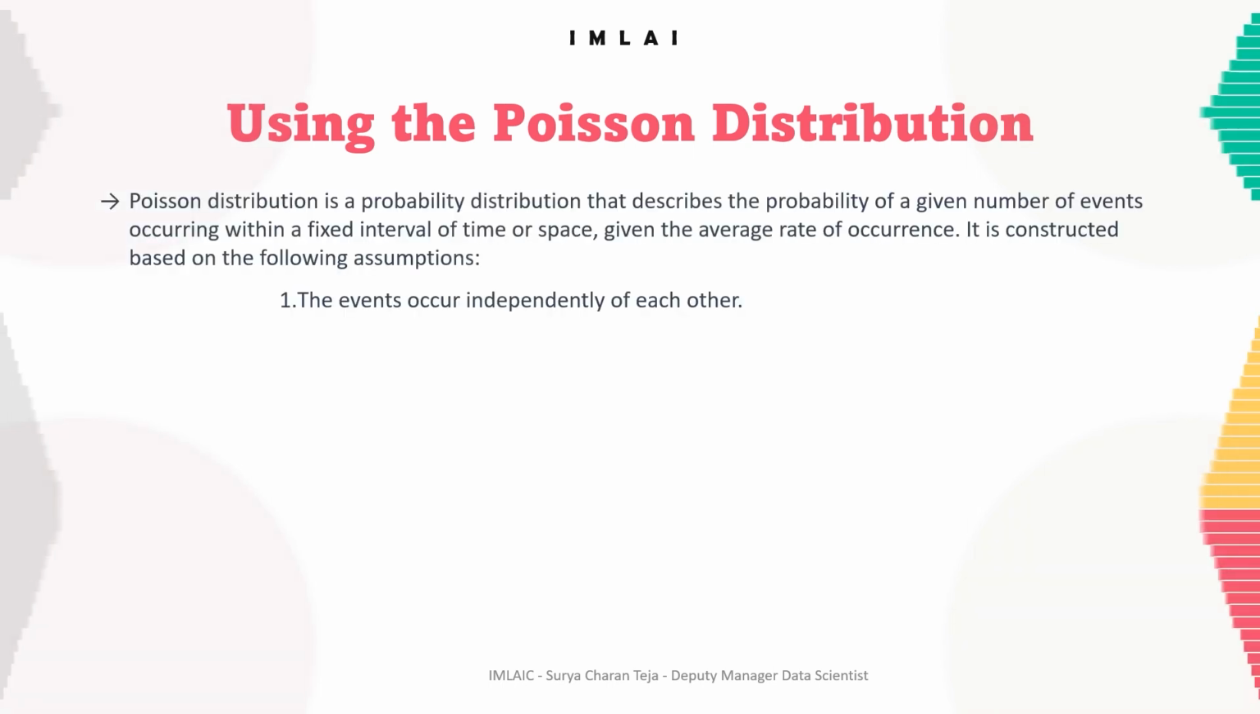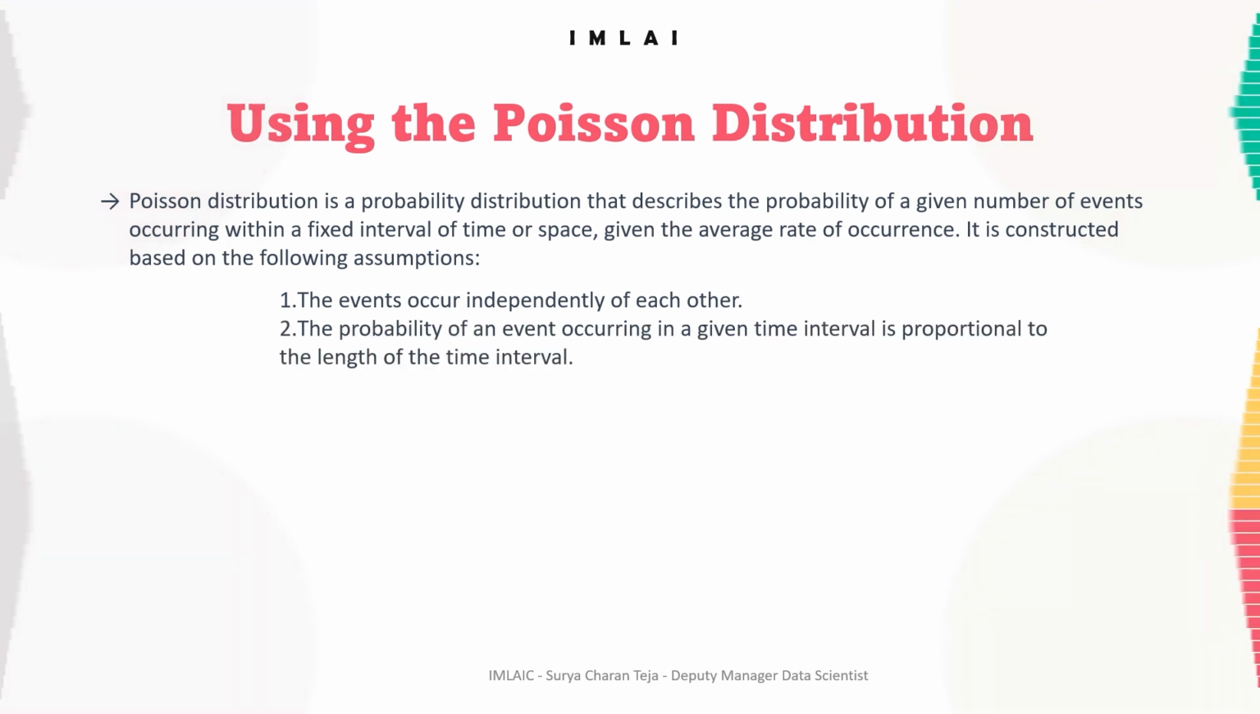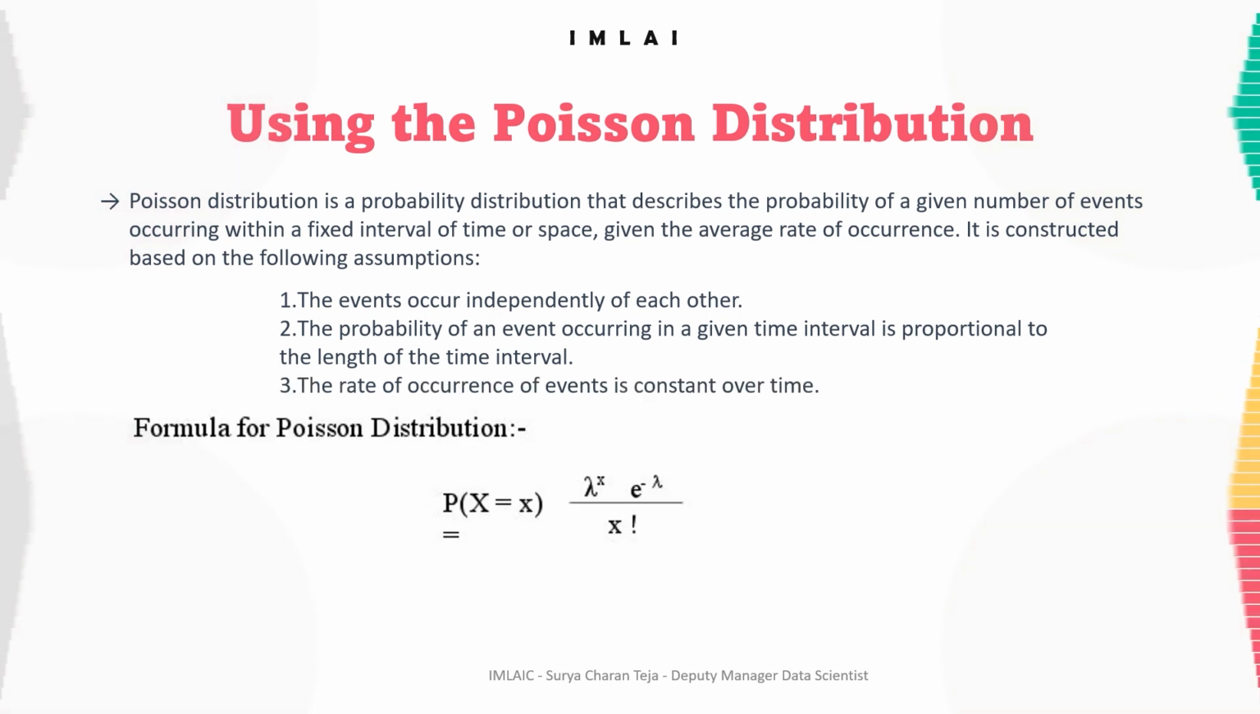One is the events occur independently of each other. Very, very important assumption. The events occur independently of each other. And second, the probability of an event occurring in a given time interval is proportional to the length of the time interval. And the third, the rate of occurrence of events is constant over time.